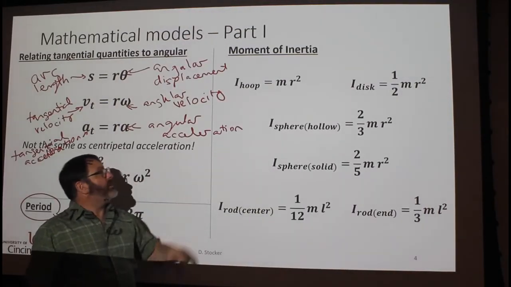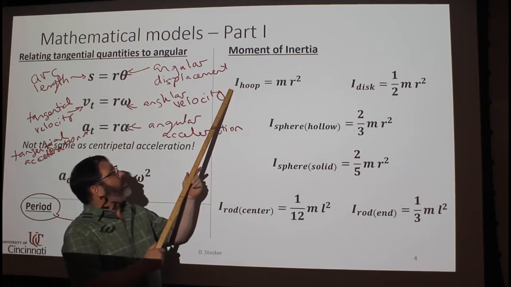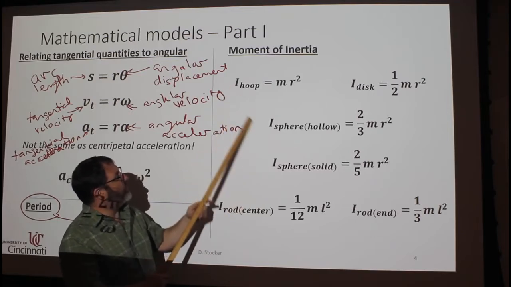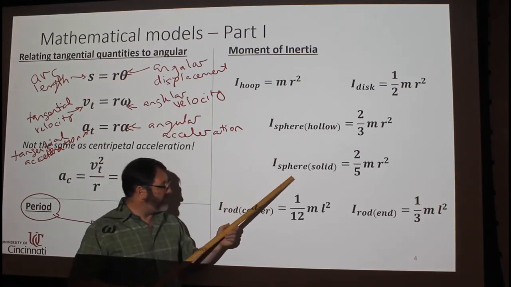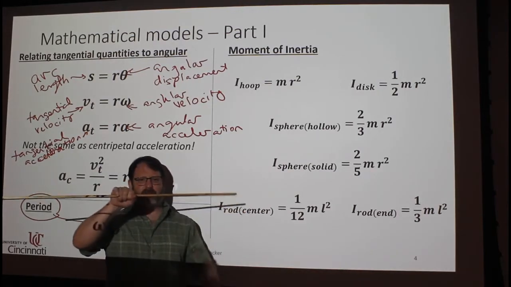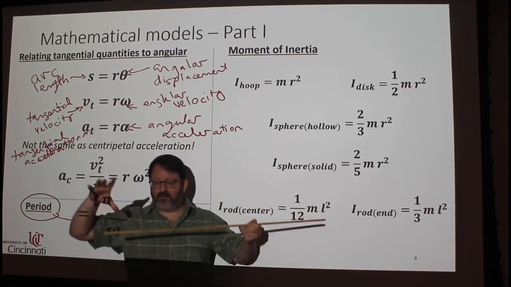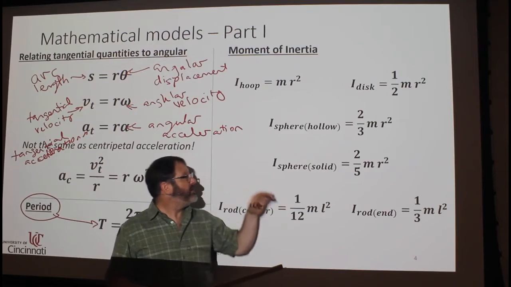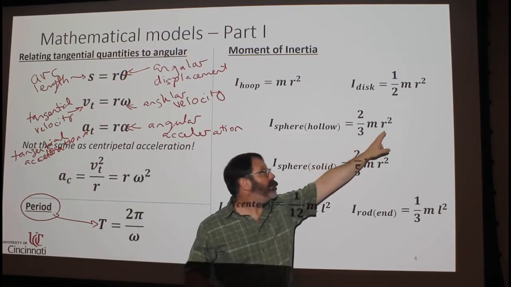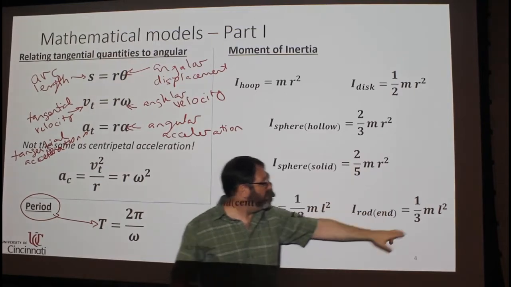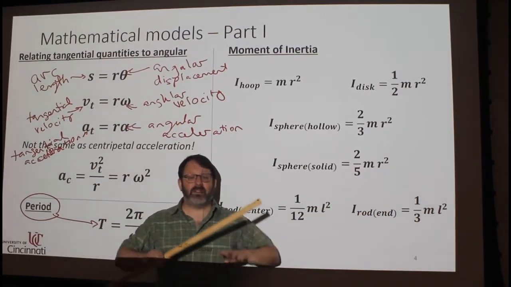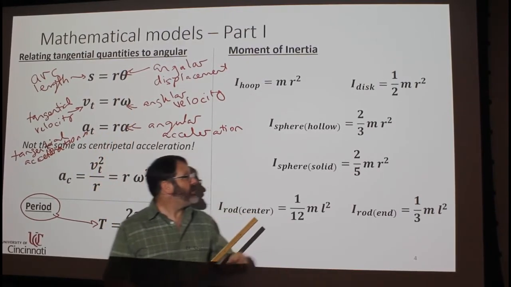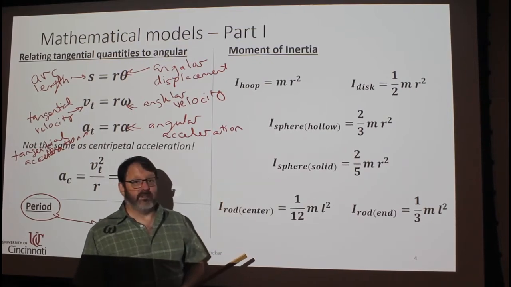On this side we have moment of inertia. I mentioned on the last page that moment of inertia is I. So you'll see there are a lot of different I's here. I for a hoop, I for a hollow sphere, I for a solid sphere, I for a rod held about the center position, I for a rod held at the end, I for a disk. The moment of inertia of an object depends on its mass, in all cases. It also depends on its size, either a radius or a length, but it also depends on the way the mass is distributed. So the shape of the object changes the moment of inertia of the object.